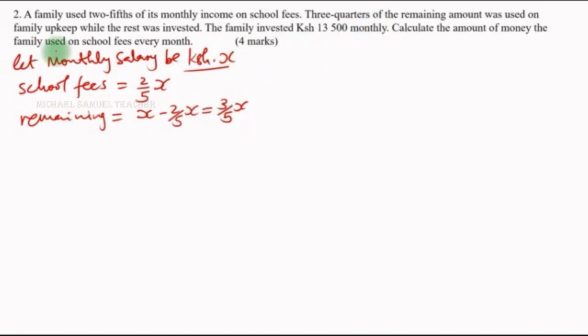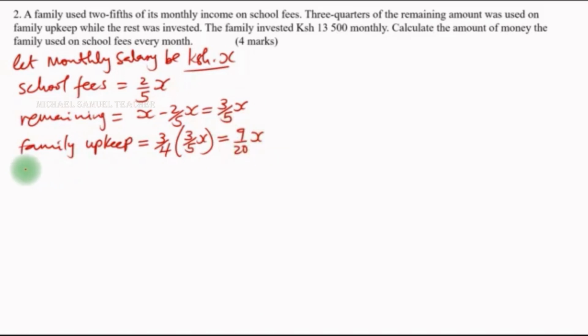So whatever was used in family upkeep was 3/4 of the remaining. So 3/4 of the remaining, which is 3 over 5x, we shall get 9 over 20x. That's what was used in family upkeep.